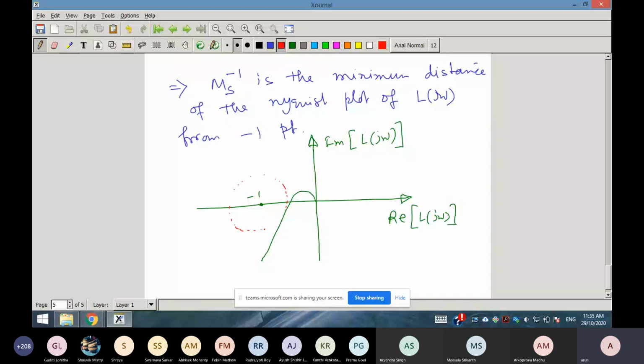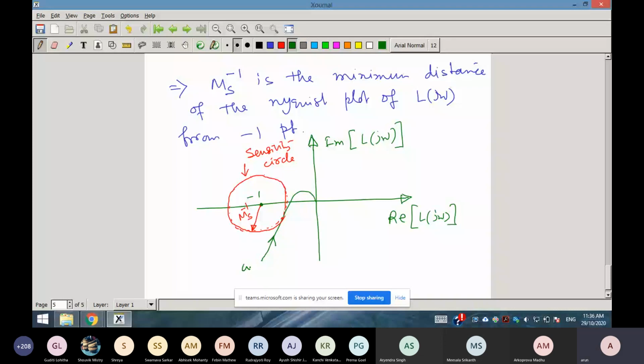So although my drawing is not proper. So what is then Ms inverse? Ms inverse is this radius. This radius is Ms inverse. This is also known as the sensitivity circle, you can say. I am naming it as the sensitivity circle. Okay, so this is omega equal to 0, omega equal to infinity.